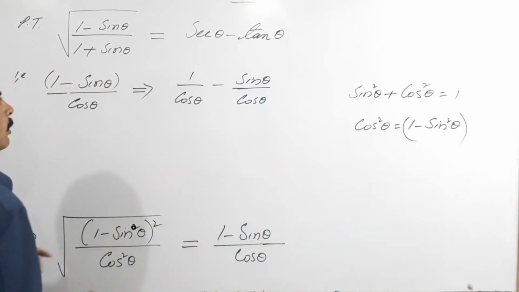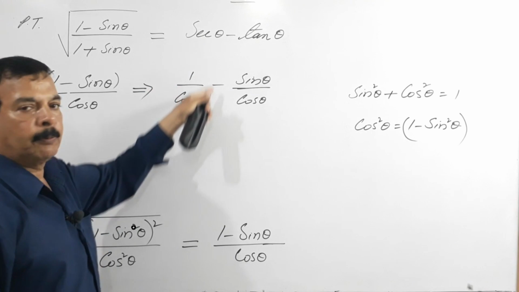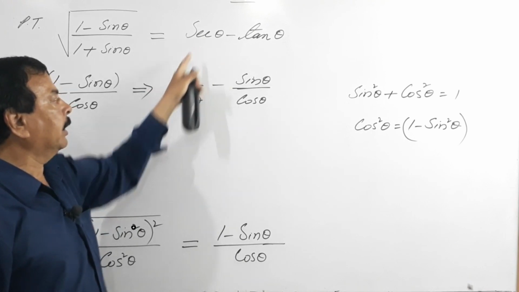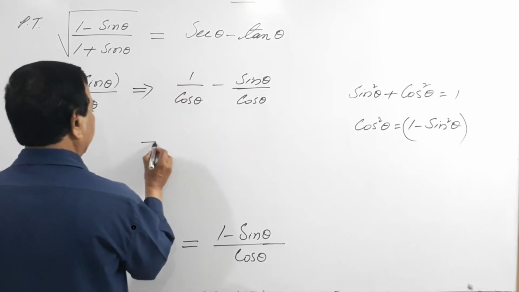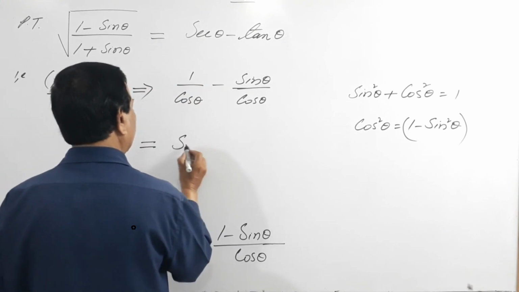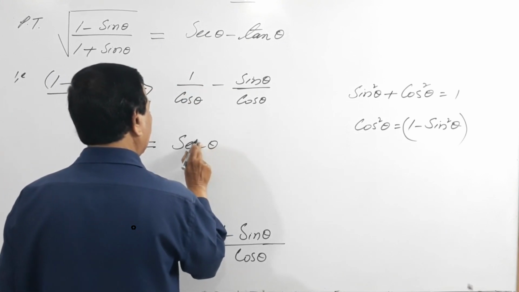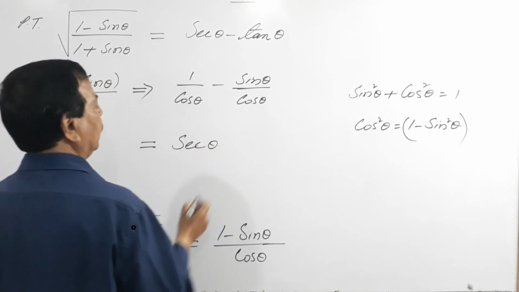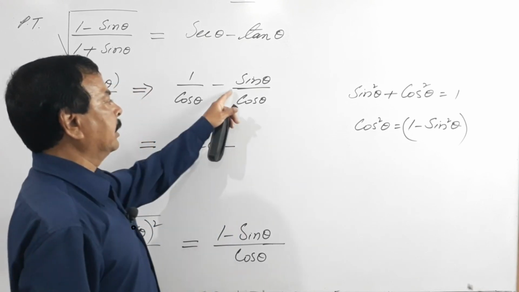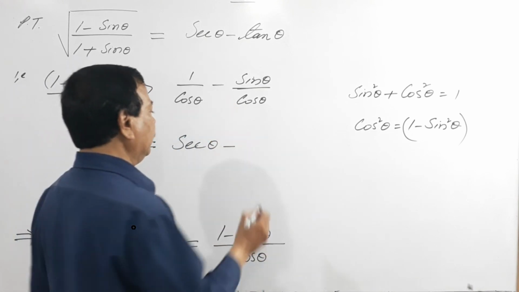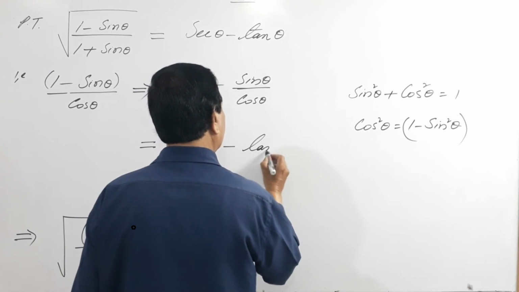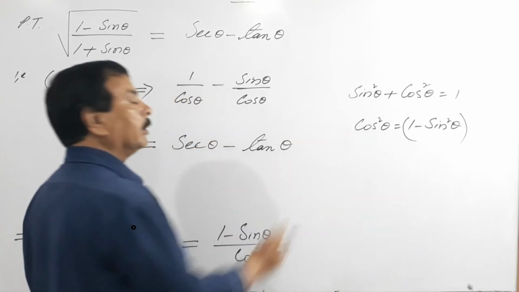So 1 by cos is what? Secant theta, the reciprocal of secant is 1 by cos. So what has this become? Secant theta minus sin theta by cos theta, which is nothing but tan theta.